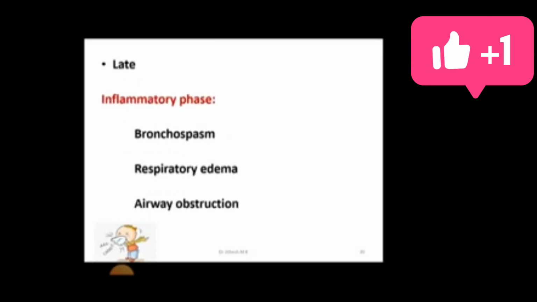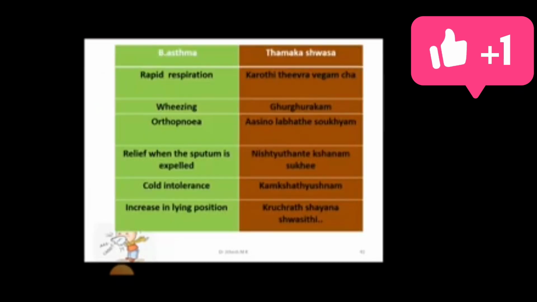In the inflammatory phase, which is usually the secondary phase, the spasm continues, and there will be respiratory edema. That is how to diagnose this respiratory edema and the airway obstruction. There will be severe wheezing, and a broken type of wheezing pattern will be there. So if a patient comes with these symptoms, we have to diagnose whether he is in the spastic phase or the inflammatory phase. The line of treatment is different in both these conditions. That's all. So we know Tamaka Swasa very well.